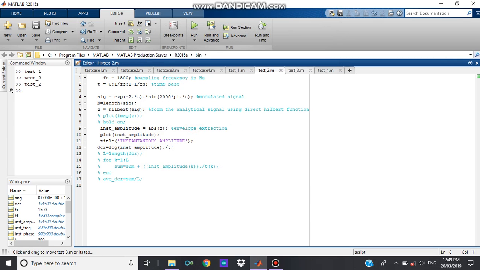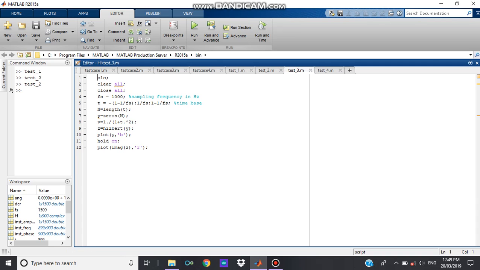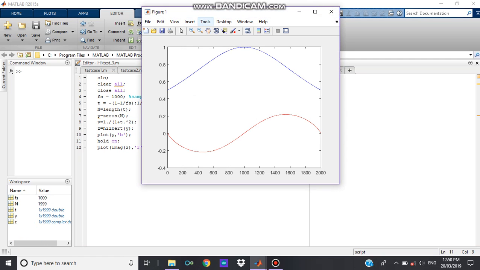Now going to the third test signal. This signal is basically the 1 by 1 plus t square signal. Here I have taken Fs to be 1000 and the time I have taken on both the positive as well as negative axis, N is the length, and the signal is 1 by 1 plus t square as you can see, and on the same thing I have performed Hilbert. After Hilbert, we'll observe how the signals look. So let us check it.